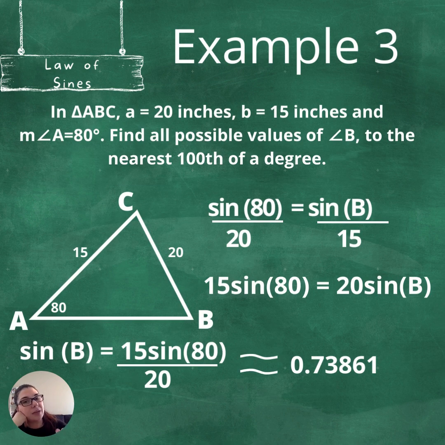So again, if you forget about h, you would do this. You'd say, okay, sine of 80 over 20 equals the sine of b over 15. You do cross products. 15 times the sine of 80 would equal 20 times the sine of b. You'd isolate the sine of b, and you'd get 15 sine of 80 over 20. And that would give you 0.73861.